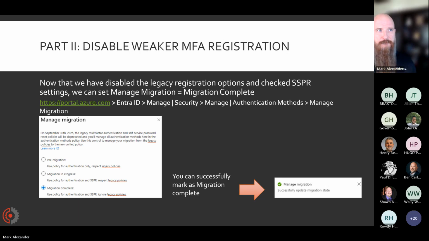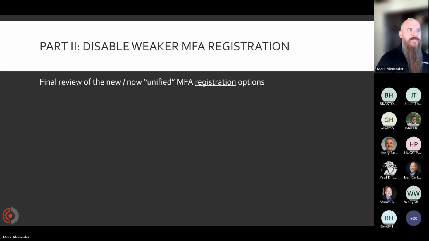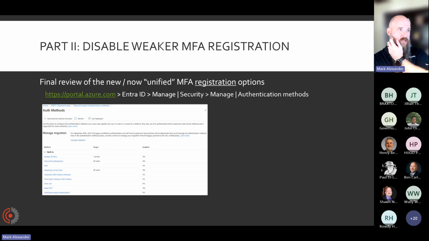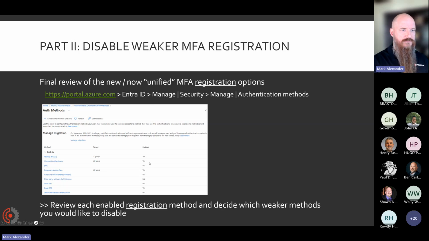Okay. And then what you want to do is come back around and do a final review of those unified MFA registration options that I'd started with, which is back in the authentication methods section. And again, as you can see here, I think those look good, right? And what you want to do from this point forward, once you're off the old mechanisms, is decide which of those weaker methods you would like to disable.